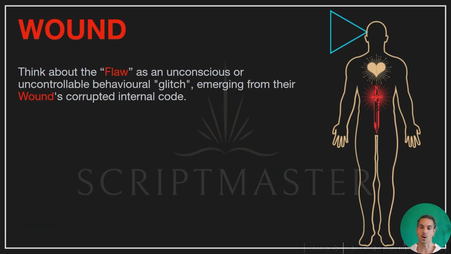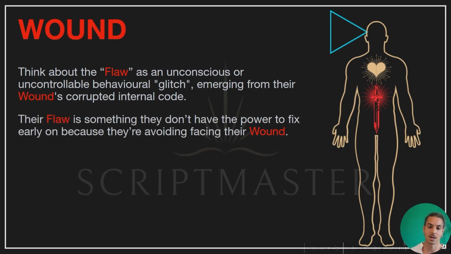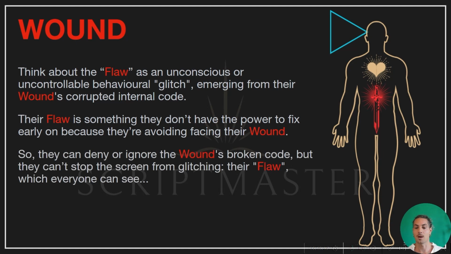So I want you to think about the flaw, and maybe you have more than one for your character, as an unconscious or uncontrollable behavioral glitch emerging from their wound's corrupted internal code. So think about it like a computer screen. They have a flaw, something they don't have the power to fix early in your story because they're avoiding facing the pain of their wound, and they can deny or ignore this wound's broken code, but they can't stop the computer screen from glitching, and that's their flaw, the thing that everybody else can see. And through seeing that, we can understand that something is going on inside.